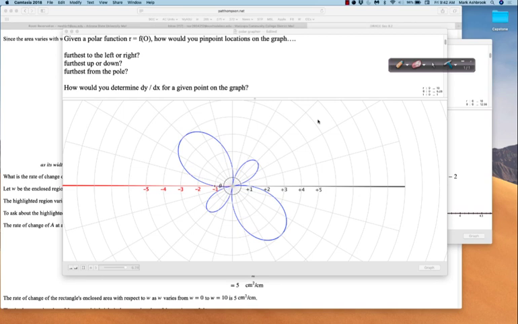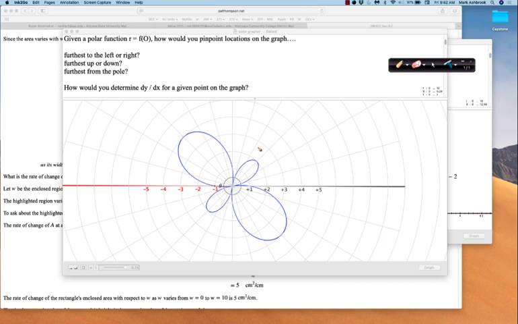Okay, that's f of theta. How would you pinpoint location on the graph? Furthest to the left or furthest to the right? So think about that. How could we figure out, and that could be just locally too. Like, how do I pinpoint the point way out the furthest to the left? Oh, there's another one here that's kind of locally furthest to the left, right? And then here and here, or furthest to the right. Sorry, this would be furthest to the right, here and here.